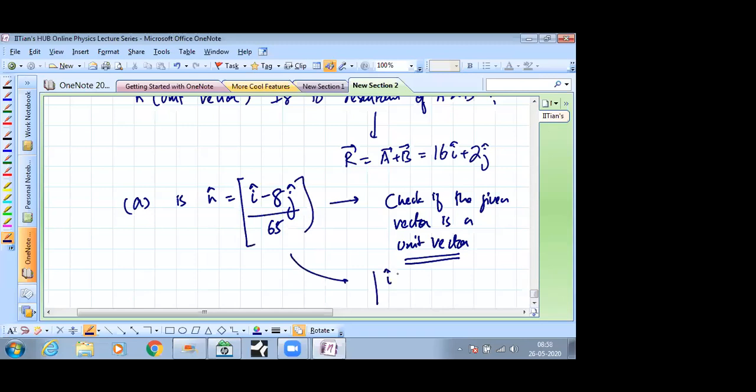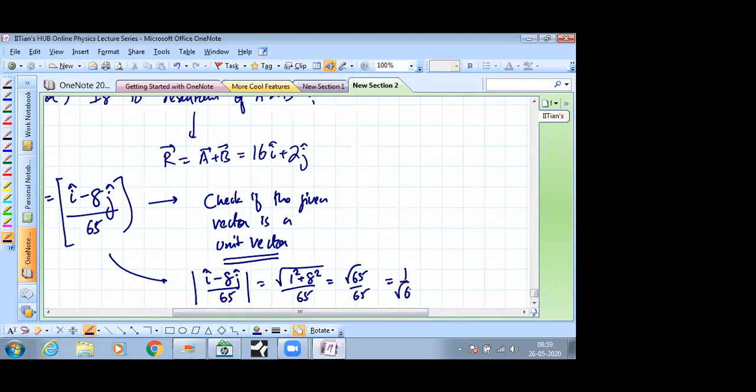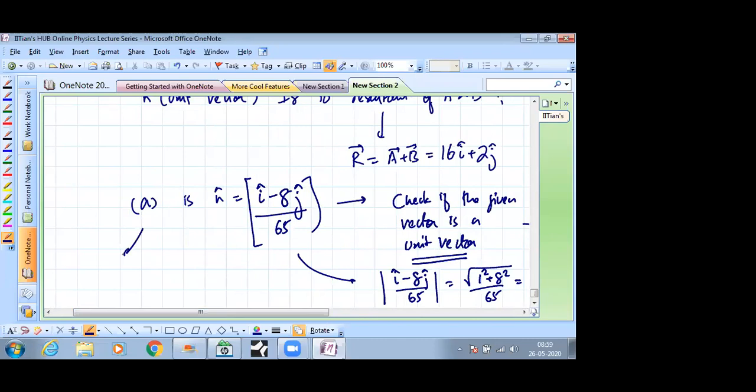Magnitude of i cap minus 8j cap divided by 65 is square root of 1 square plus 8 square divided by 65. So it is root 65 by 65. It is not, in fact, okay, it is incorrect. It is 1 by root 65, which is not 1. So that means this thing has failed. It is not a unit vector. So you can rule out option A that way. Option A is wrong because the given vector is not a unit vector.